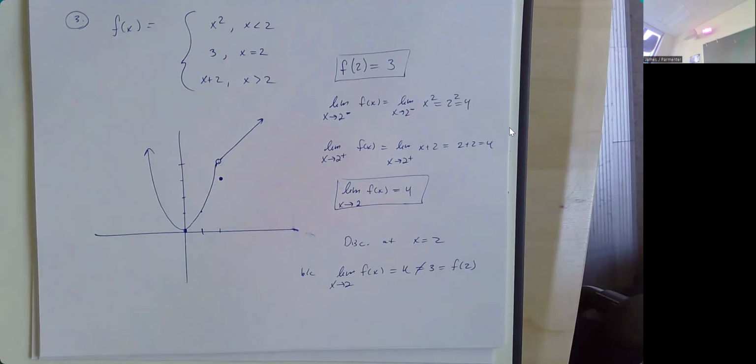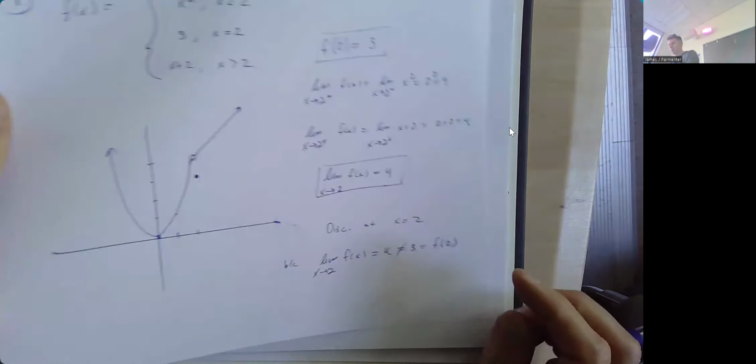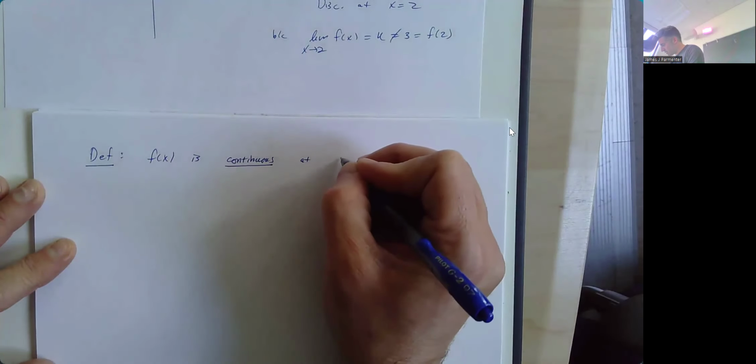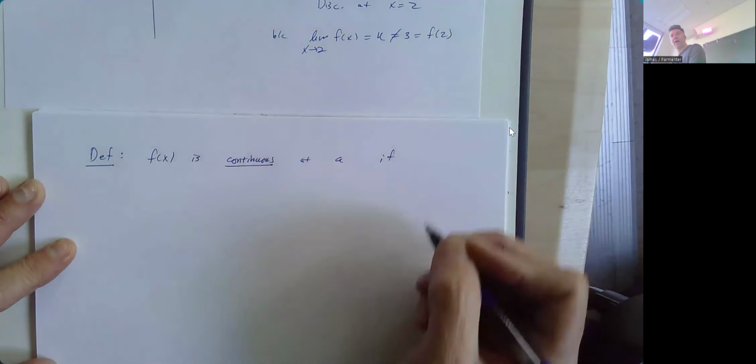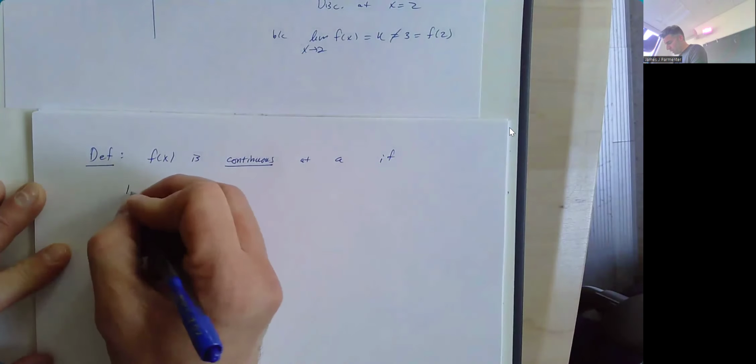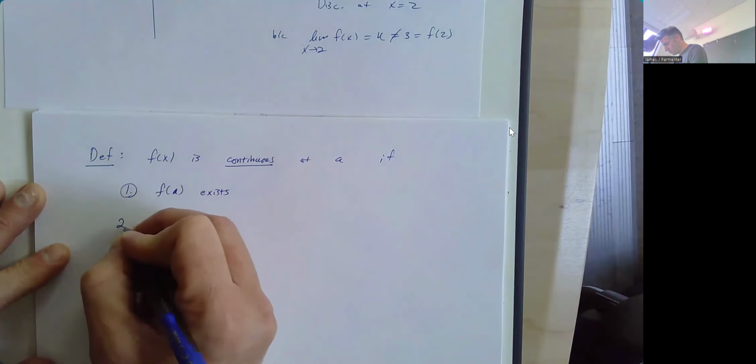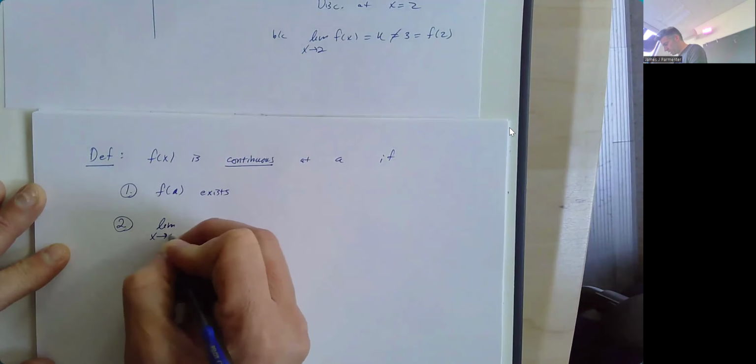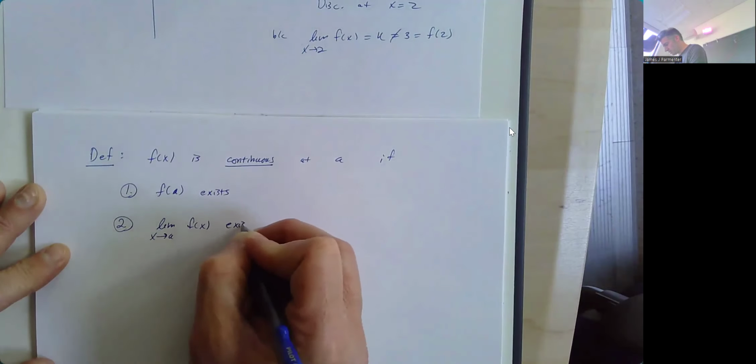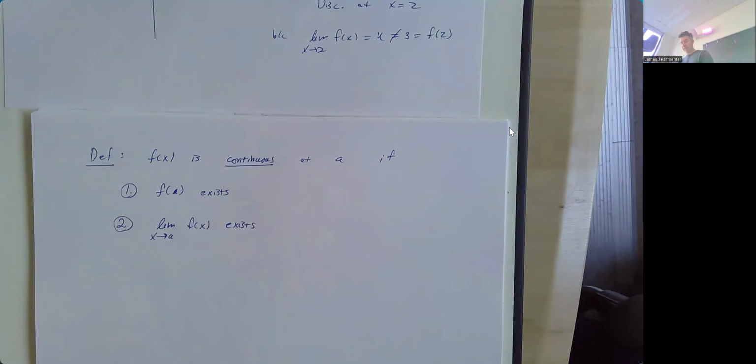So what we usually say is that you have to meet three conditions, which are all really summed up in the last condition. So here's how we're going to write this. We're going to say that f of x is continuous at a if the following three things are true. One, f of a exists. Two, the limit as x approaches a of f of x exists, which usually means the limit from the right and the limit from the left have to equal each other.